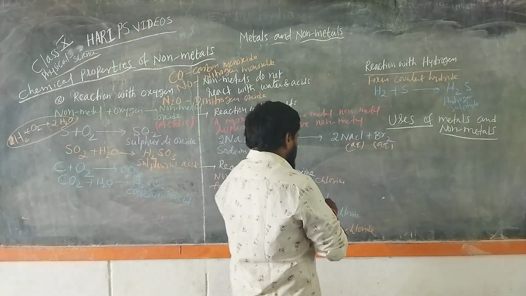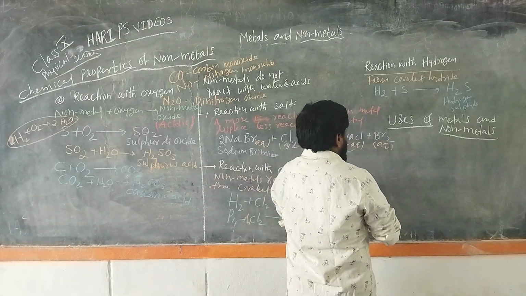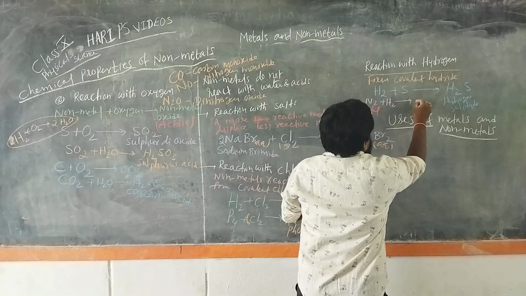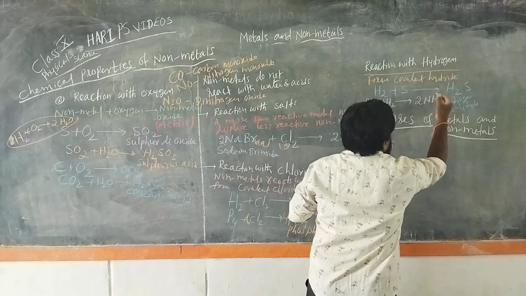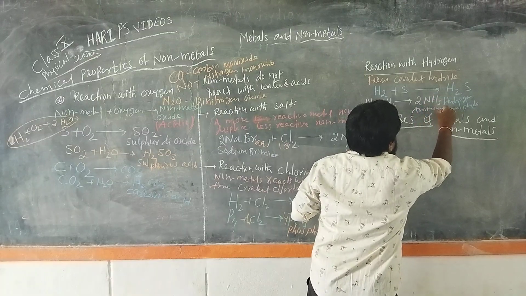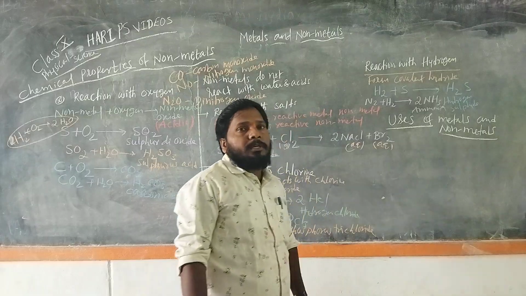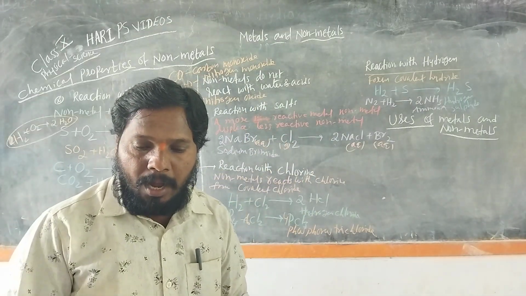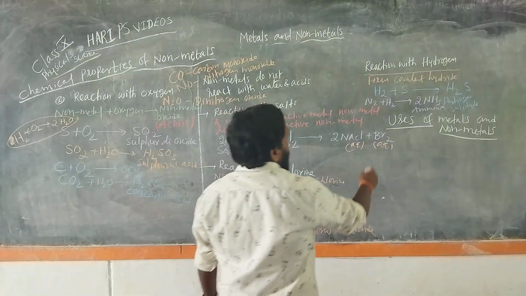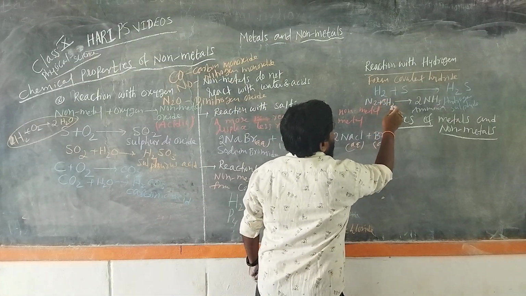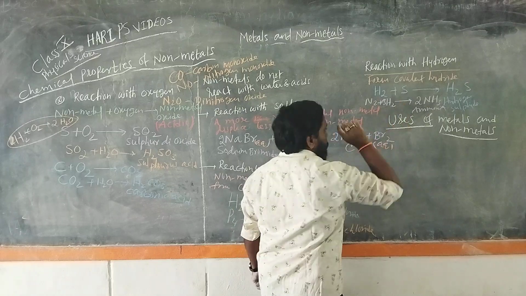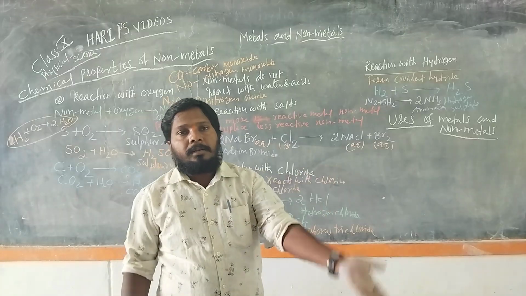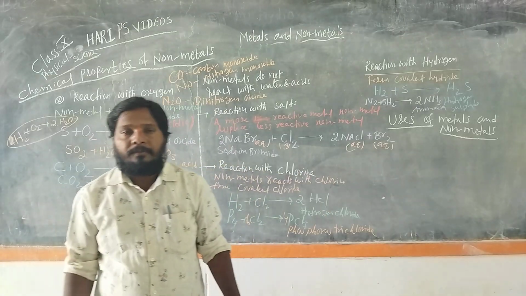Similarly, nitrogen combined with hydrogen gives ammonia. This ammonia is a nitrogen hydride, which is called ammonia. To balance the chemical equation we should write 6, 2. Then coming to the uses of metals and non-metals in our day-to-day life.